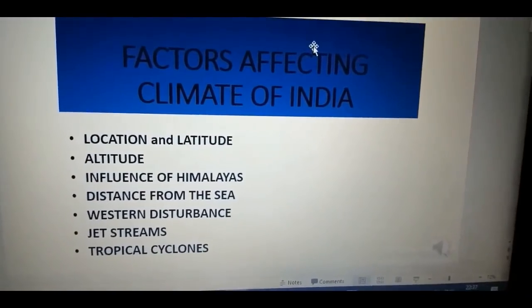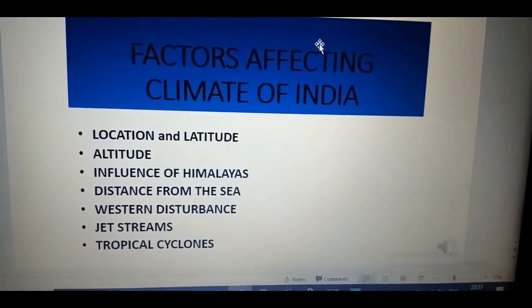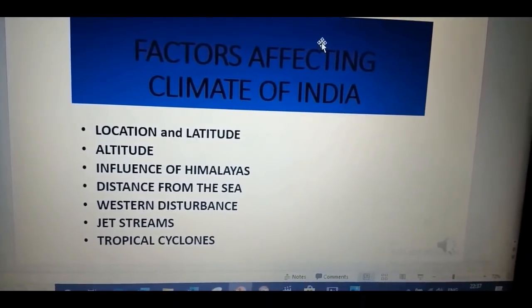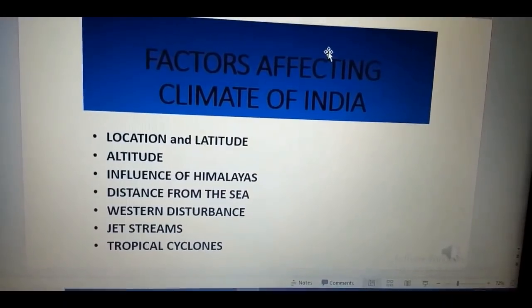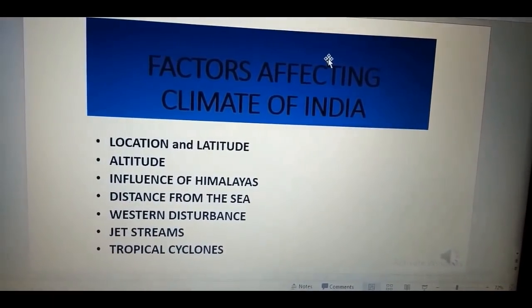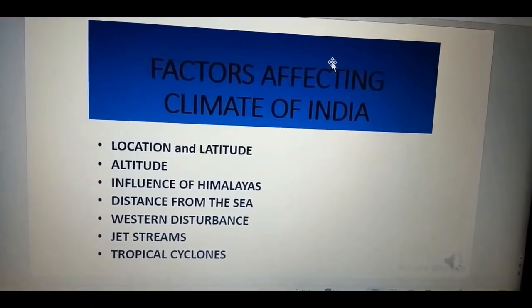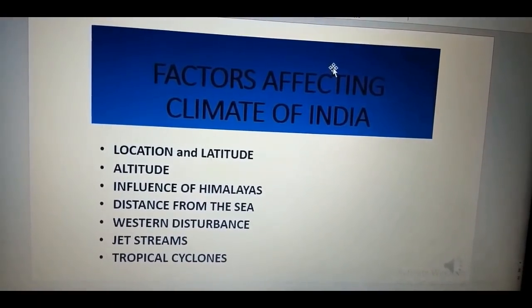With this, we come to an end of the factors affecting the climate of India. I hope you have understood the concept of location, altitude, influence of the Himalayas, distance from the sea, western disturbance, jet streams, and tropical cyclones.